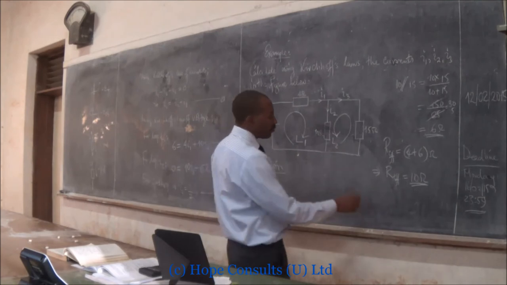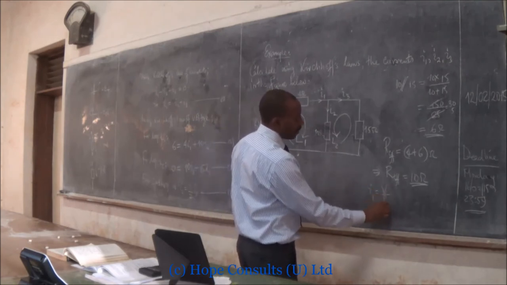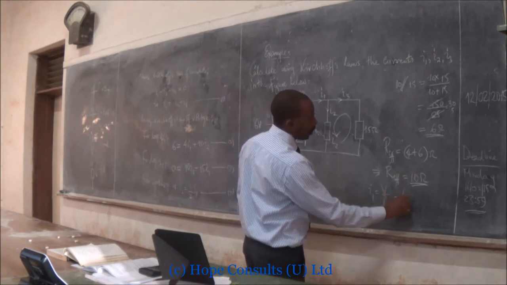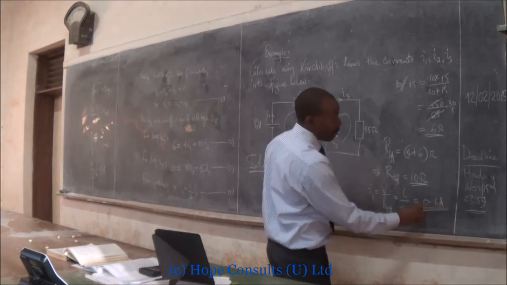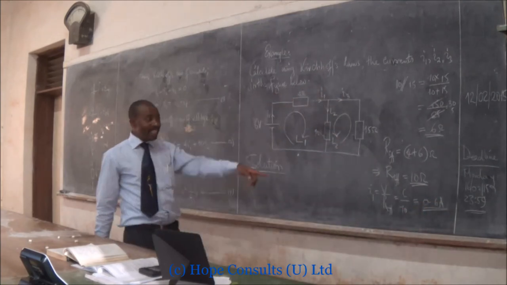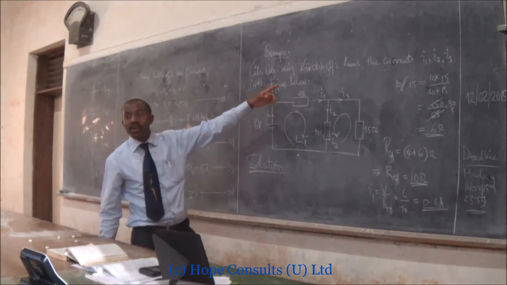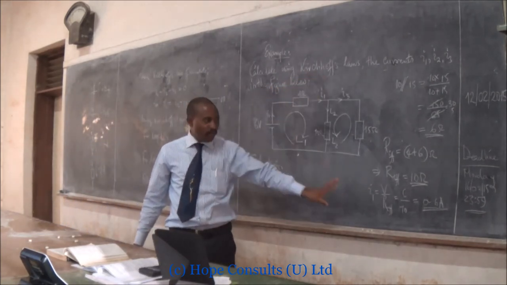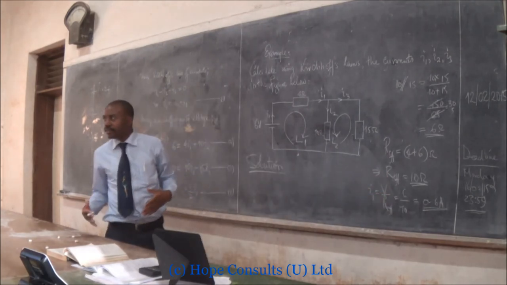And then I will be able to say I1 is equal to the voltage over R effective, which is equal to 6 over 10, which is equal to 0.6 amps. But this is not the way when we say using Kirchhoff's laws. This would only be for your purposes of cross-checking.